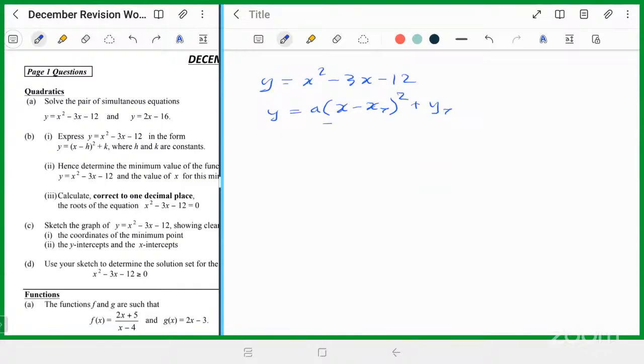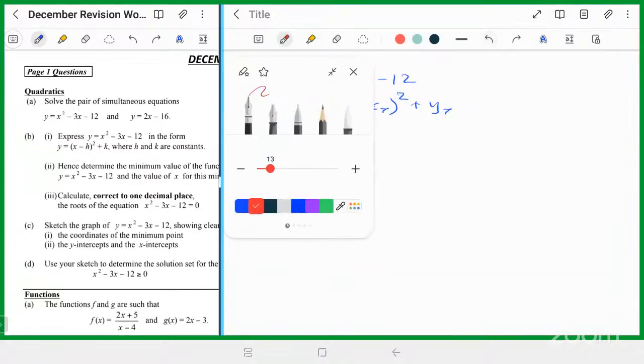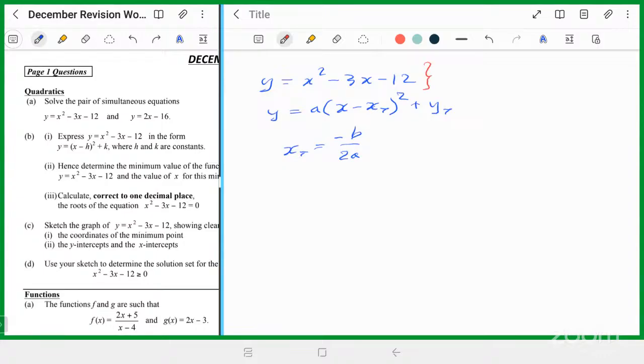Now, when I use this format, the xt that we want is calculated using the formula minus b over 2a. Now, where does this b and this a come from? They come from the coefficients in the standard form. So the a is always the coefficient of the x squared. In this case, there's no number in front of it, so that coefficient is 1.